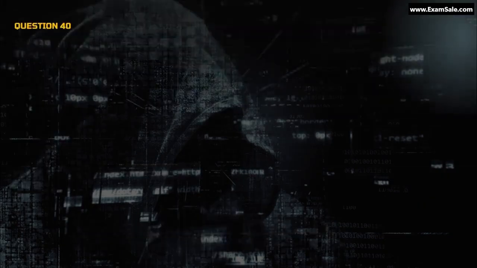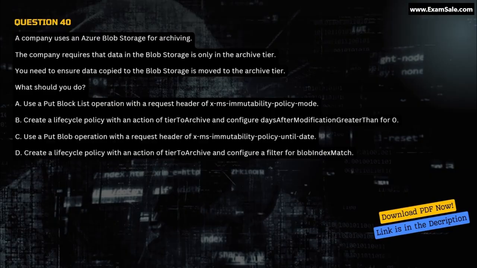Question 40. A company uses an Azure Blob storage for archiving. The company requires that data in the blob storage is only in the archive tier. You need to ensure data copied to the blob storage is moved to the archive tier. What should you do? A. Use a put block list operation with a request header of x-ms-immutability-policy-mode.